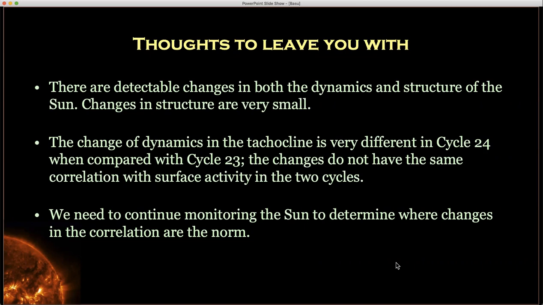So of course, if there are any NASA folks or any NSF folks listening to us, we really need to continue monitoring the sun. 2 solar cycles is really not enough. We probably need 2 Hale cycles even to just start making sense of what we are saying.